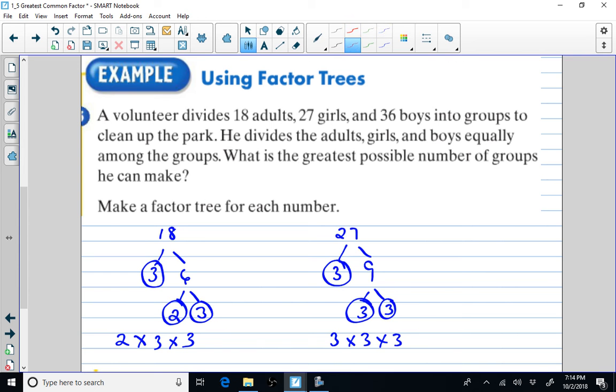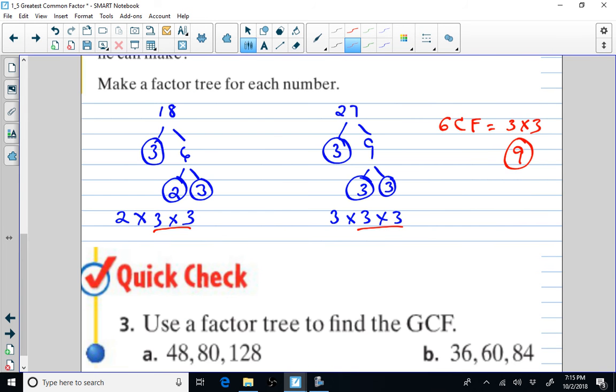When we're identifying the greatest common factor from the prime factorization, I look for the factors that are common to both sets of numbers. And I have 3 times 3 and 3 times 3 here. So 3 to the second power is common. So your greatest common factor here is going to be equal to the factors that are common. So the 3 times 3, or 9. 9 is the greatest common factor for 18 and 27. So we'll do a couple more of those. Scroll down.